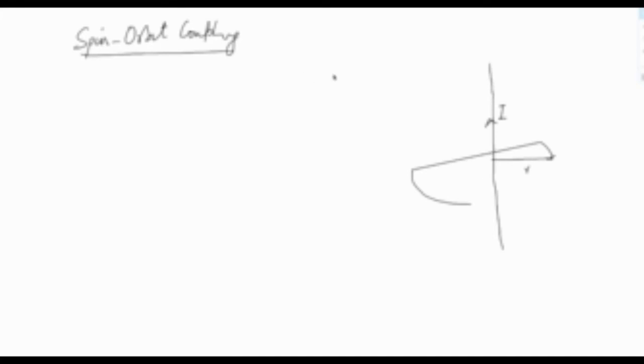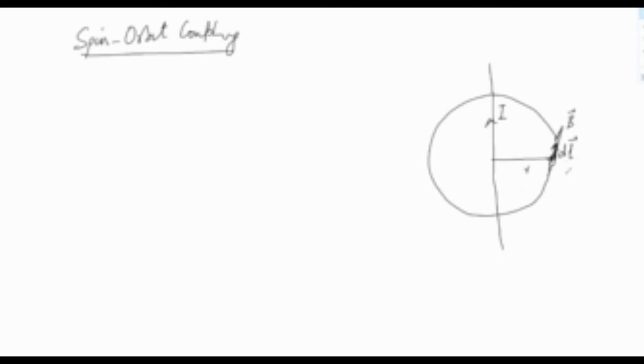Sorry, very sorry, draw an Amperian loop. This screen is so sensitive that instead of a circle it is drawing every Amperian loop. Okay.